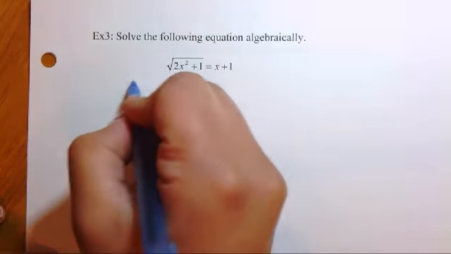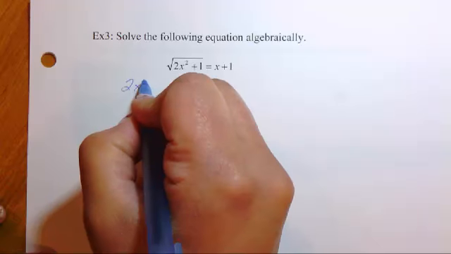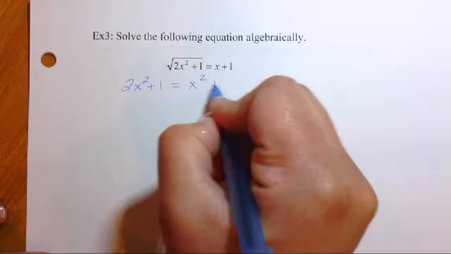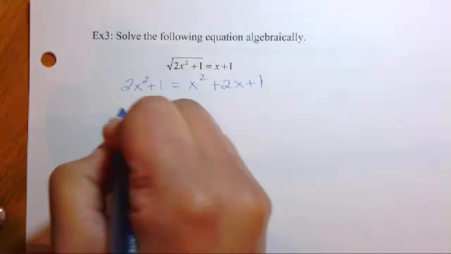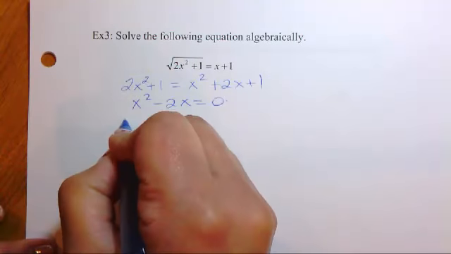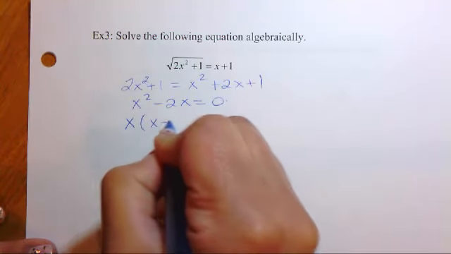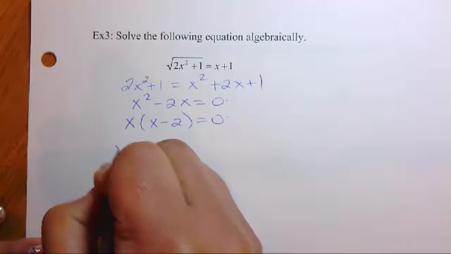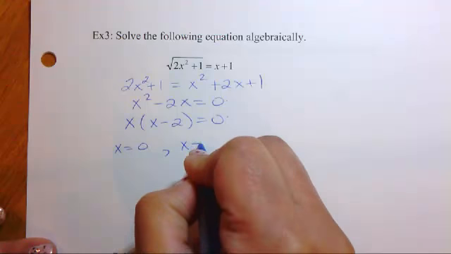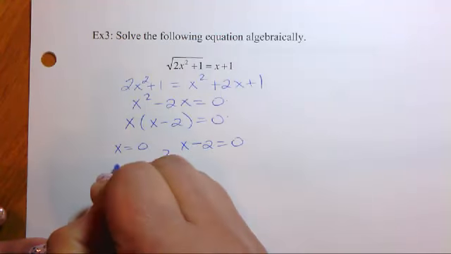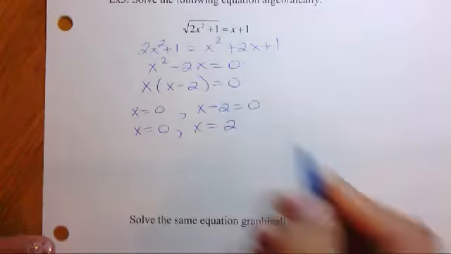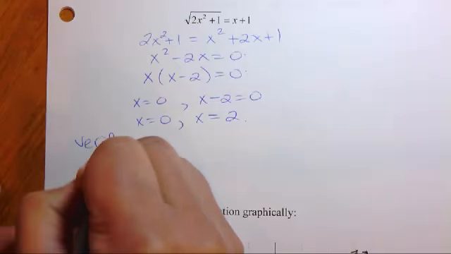Okay, so I'm going to square both sides, so I get 2x squared plus 1 equals x squared plus 2x plus 1. X squared minus 2x equals 0. Move everything over to one side. Factor. Set each bracket equal to 0. So here x is equal to 0, obviously. Here x is equal to 2. Now verify both.